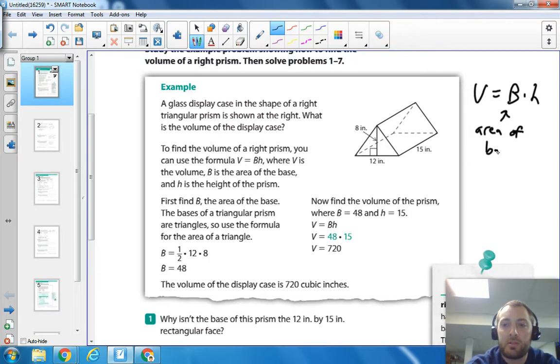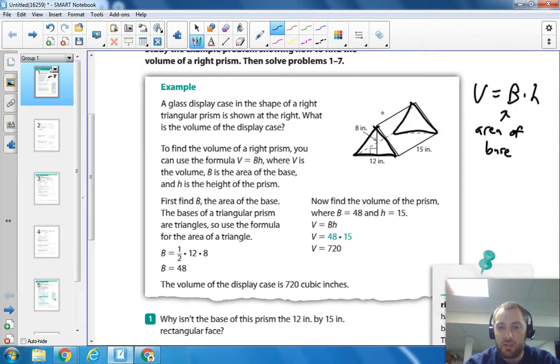And the base of a prism is whatever shape has the exact same shape opposite of it. When you put that base on the bottom, right above it should be the exact same shape. So in this case, the triangle is the base because right above it would be the exact same triangle. Whereas if you looked at this bottom rectangle, there's nothing right above it. So to find the volume of the prism, we're going to use that formula.